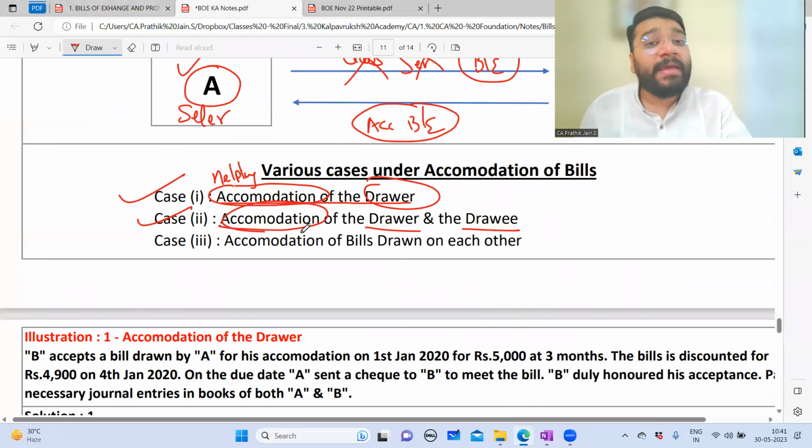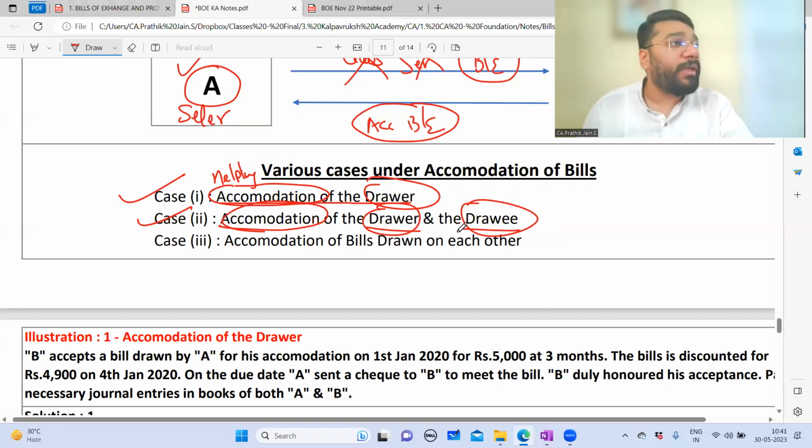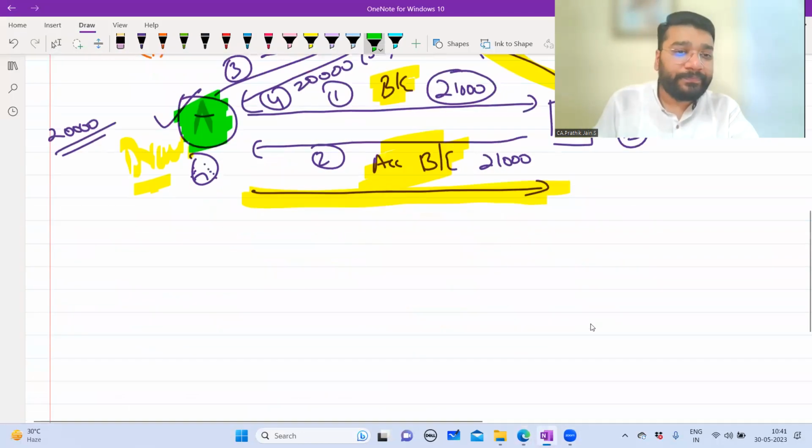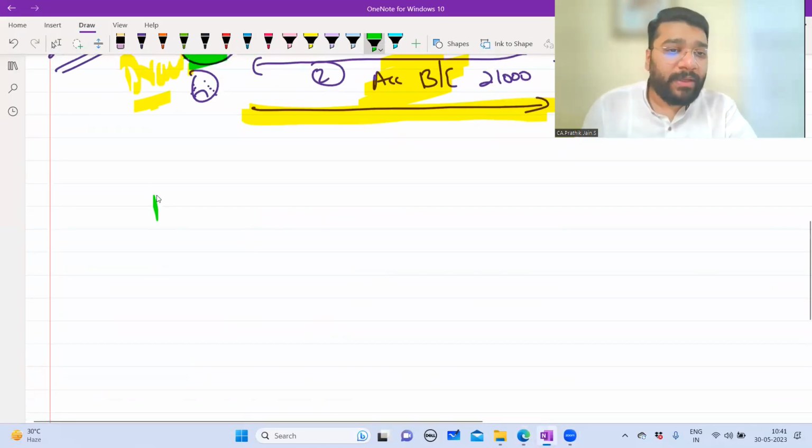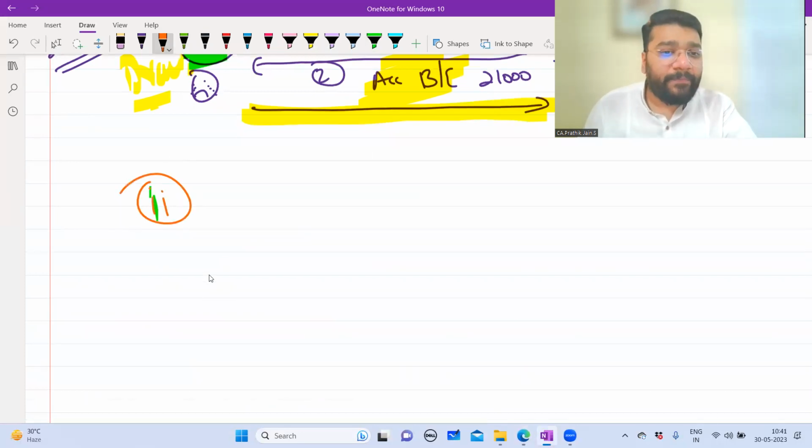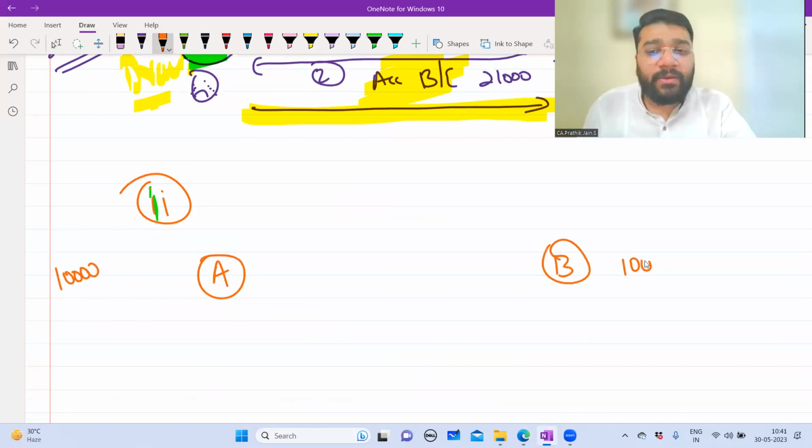Case two is accommodation of the drawer and the drawee. Accommodation means helping. Helping of both drawer and the drawee. Once again, I'll just complete this concept. The second scenario is basically A is in need of 10,000 rupees and B is also in need of 10,000 rupees. Both of them approached the banker but could not get any money.